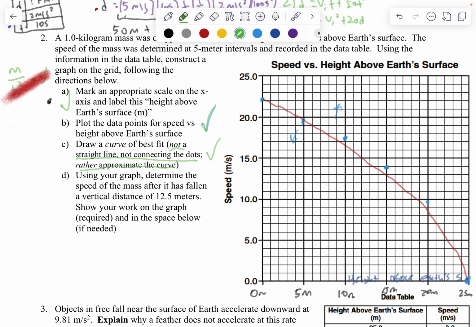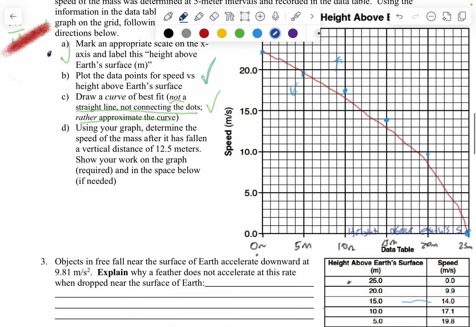So we're 12.5 meters above Earth's surface. It's 25 meters above 0 meters. So that would mean we have 0 meters above Earth's surface here. So 12.5 meters above Earth's surface would be right here. You can even label that as 12.5. Great. And so let's look where on our graph that would intersect with our curve of best fit. And so let's work our way up and look at 12.5 meters above Earth's surface.